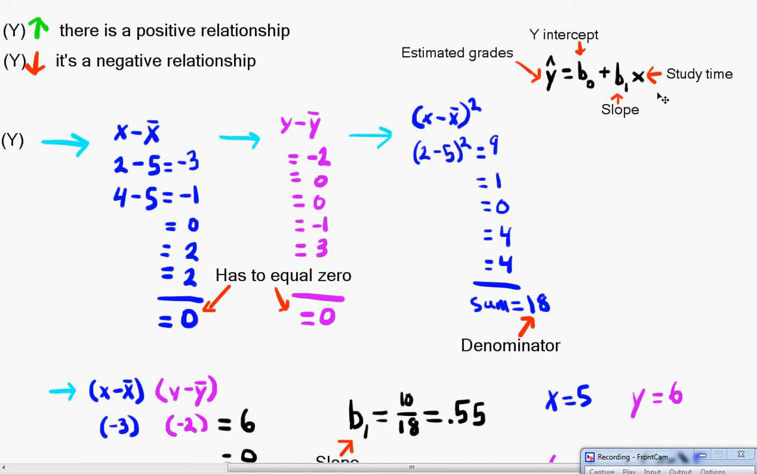So let's start off with the y hat value, which is the estimated grade that the student would get. The b naught value is the y-intercept. The slope is the degree at which the regression line is set. And this plus can also be a minus, depending on whether it's a positive or a negative relationship. And x would be the study time, just how much time the student is putting into their studies.